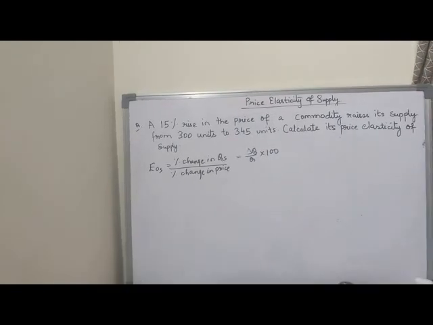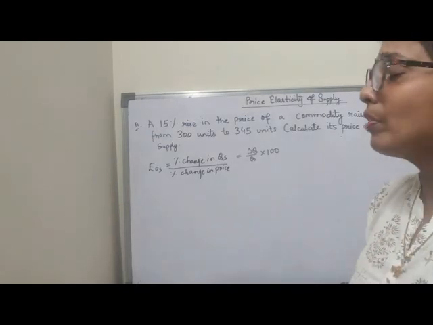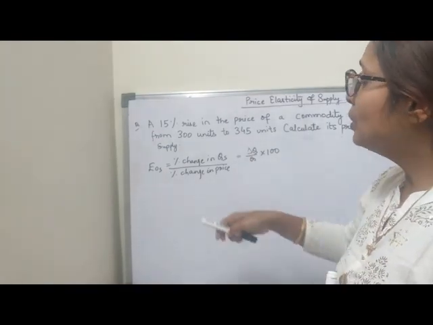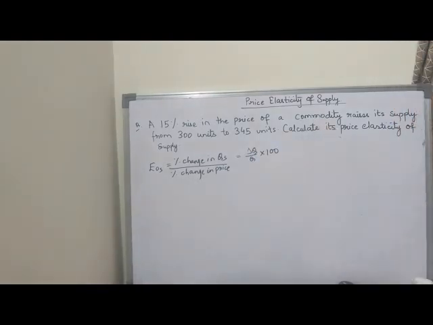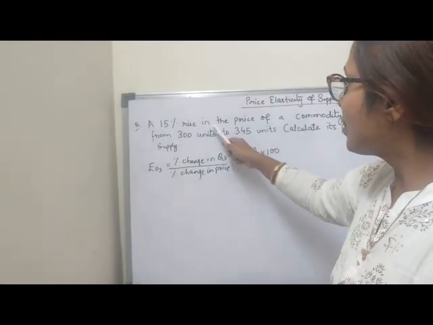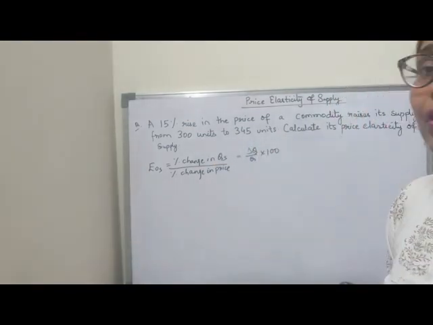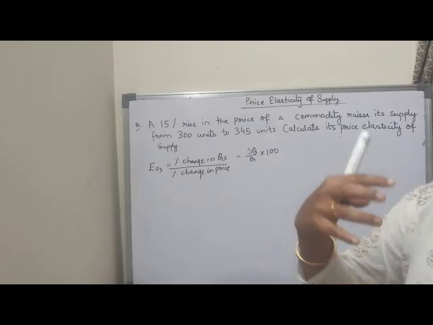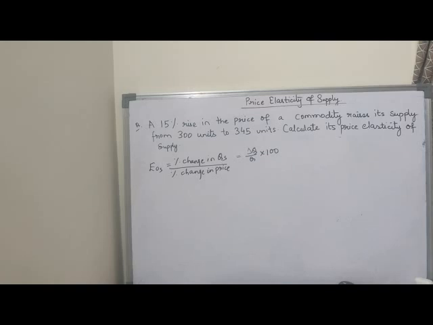So now children, we will solve one easy numerical so that the concept will be clear, and furthermore we will solve more numericals. You can see a 15% rise in the price of a commodity. That means it is given in percentage. So we have to find the price elasticity of supply by the percentage method. Now a 15% rise in the price of a commodity raises its supply from 300 units to 345 units. That means price increases by 15%. So my quantity supplied also increases from 300 to 345. Now calculate its price elasticity of supply.